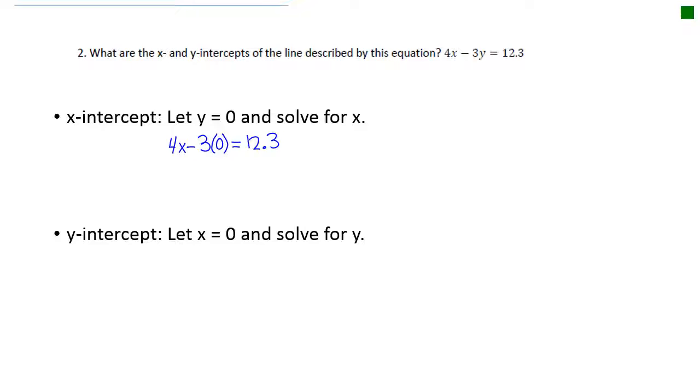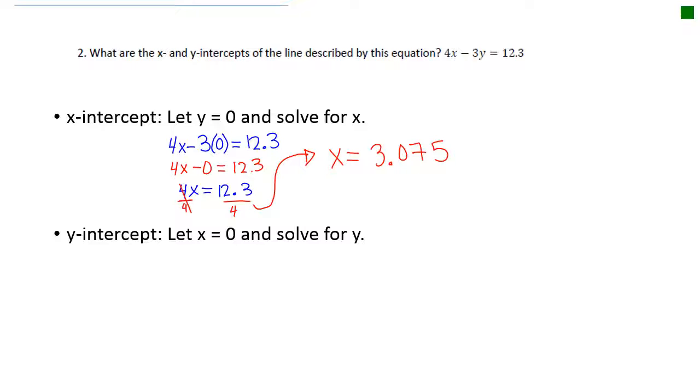Now from here, we're just going to solve for x. So 3 times 0 is 0, so that leaves us with 4x minus 0 is equal to 12.3, or 4x is equal to 12.3. Then in order to get the x by itself, we will divide both sides by 4. And we're going to get x is equal to 3.075.